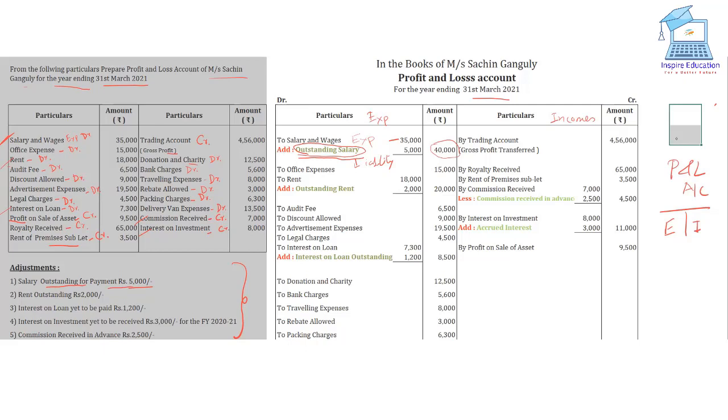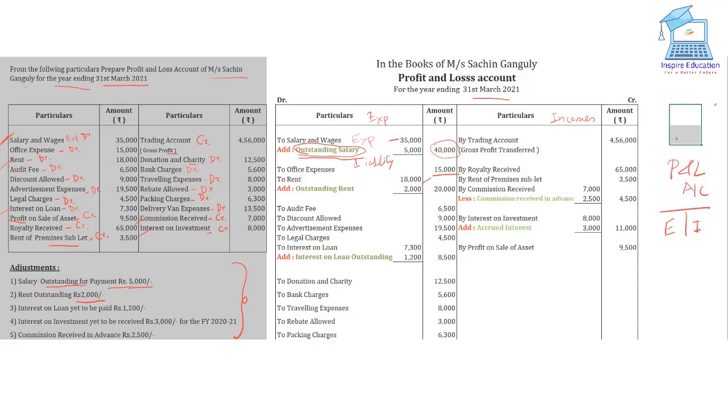Now, second item is office expenses. There is no adjustment, simply posted in the profit and loss account, 15,000. Then comes rent. Rent 18,000. There is an adjustment. Rent outstanding rupees 2,000. Same condition. 2,000 is outstanding.